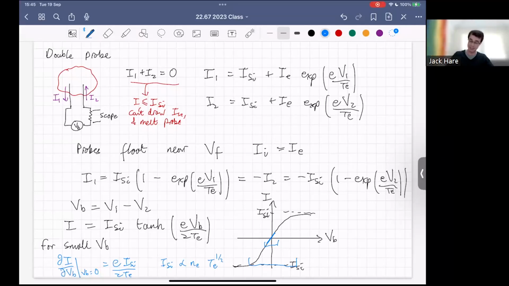But the advantage of this is that we can no longer draw a large current by accident, but the limitation is still the sweep time. So we still need to sweep this bias voltage up and down so that we can trace out this tanh function so that we can fit it. So you still can't resolve very fast moving things, but this at least is a nice and safe probe. So any questions on this?